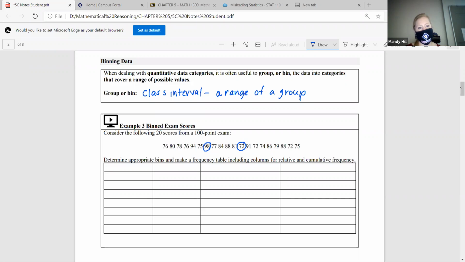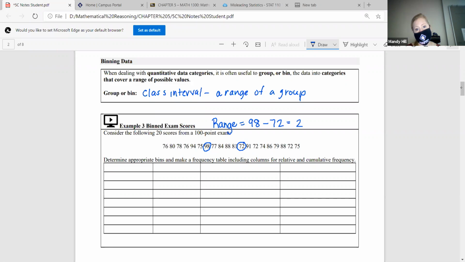So to figure out your bin size, you want to take the range of those numbers. You want to take your biggest number, which is 98, minus your smallest number, which is 72.